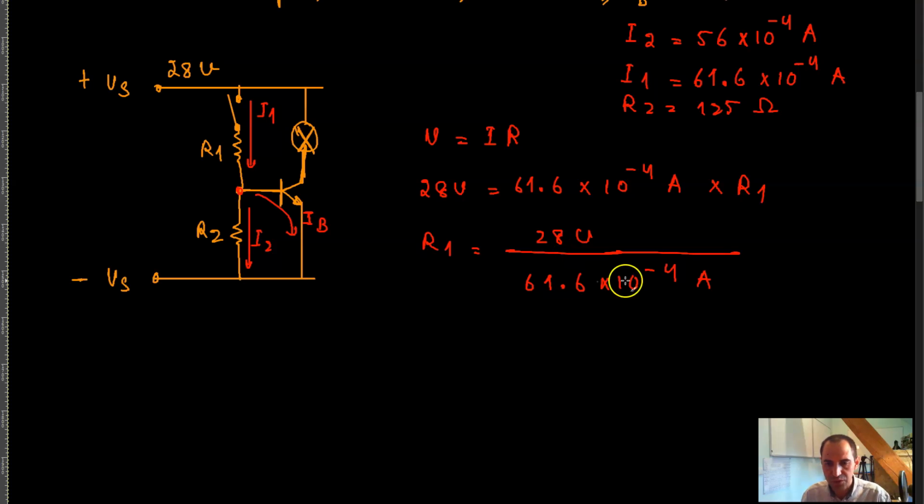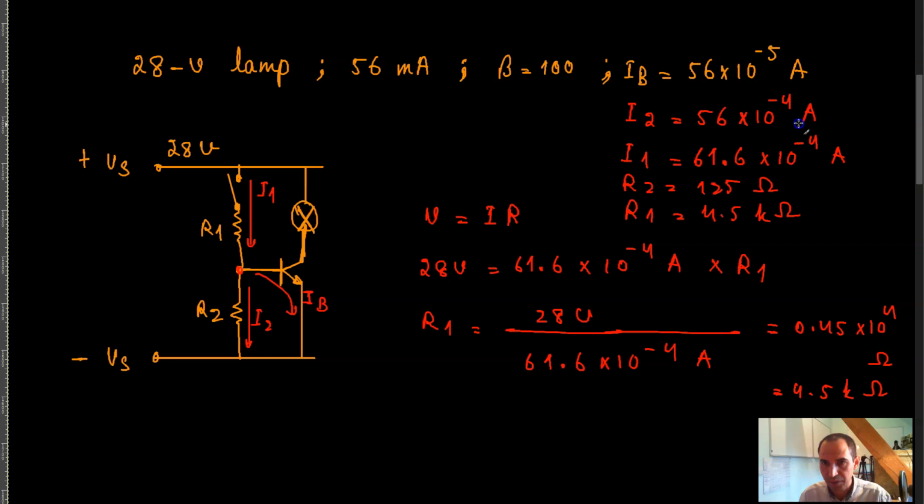Give this to a calculator, you will get something like 28 divided by 61.6, that's 0.45. I take this as 0.45 times 10 raised to the power 4 ohm, which is the same thing as 4,500 ohm, which is 4.5 kilo ohm, right? It means that R1 is equal to 4.5 kilo ohm. And that's all of the values I1, I2, R1 and R2 related to this circuit. Okay?